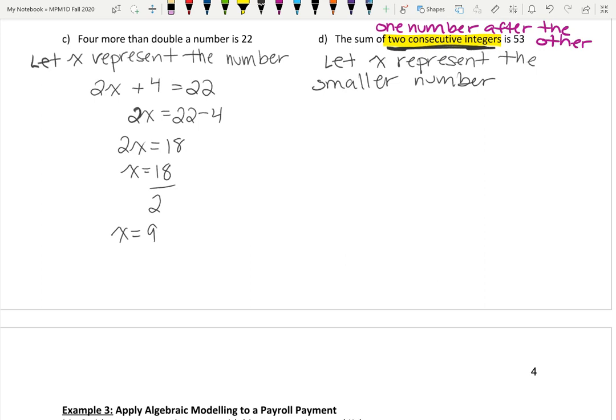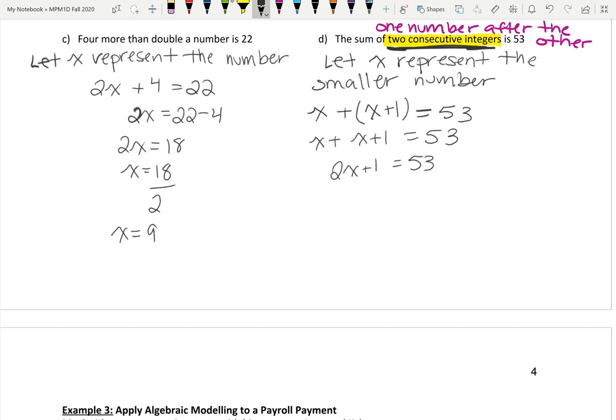The sum of two consecutive integers is 53. Sum means plus, so adding the integers together is equal to 53. The smaller integer is x, and the larger integer is x plus 1 more. Now I'm just going to take that x plus 1 out of the brackets, then collect and simplify like terms on my left side, and then isolate for x.